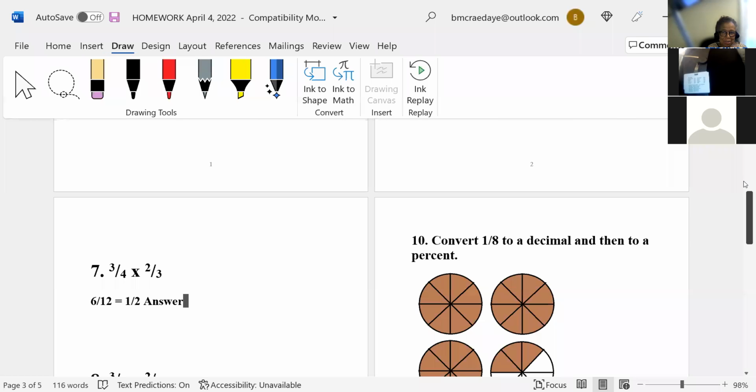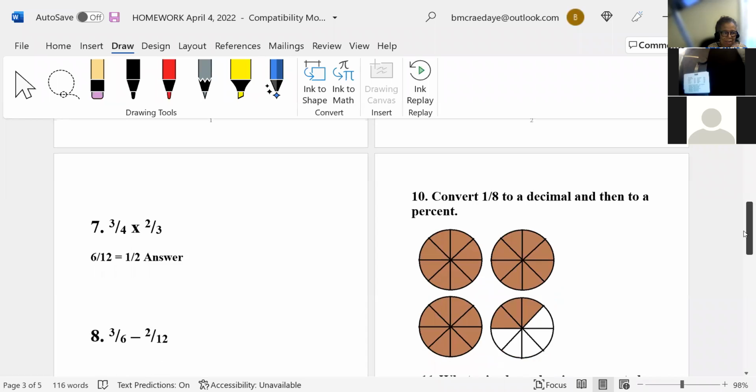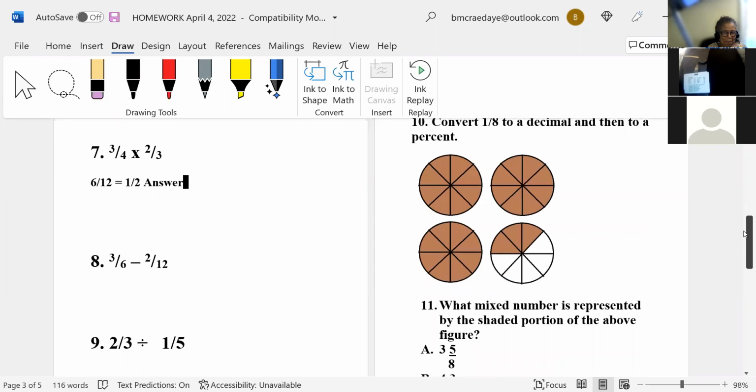There's Maureen. Okay, she's on now. Yeah, I see her coming on, connecting.